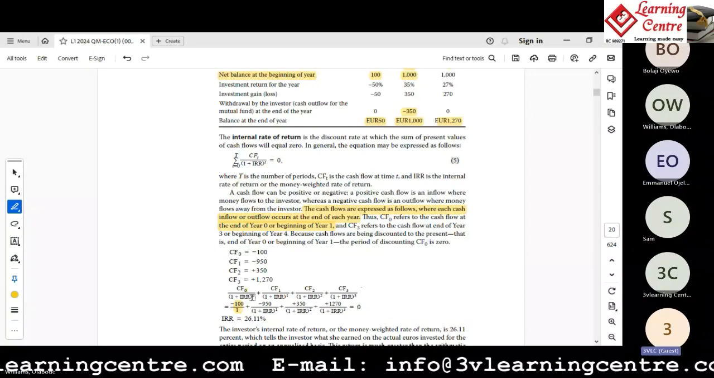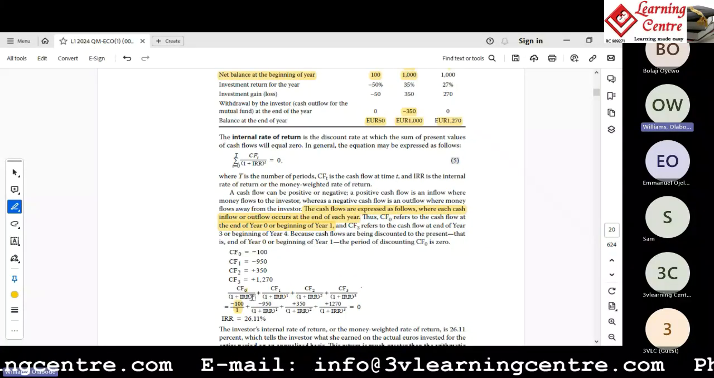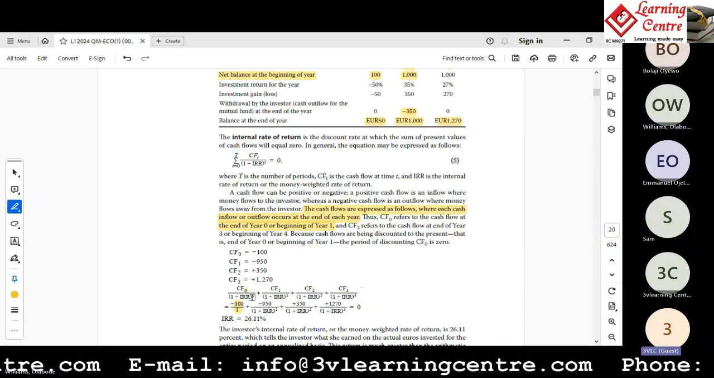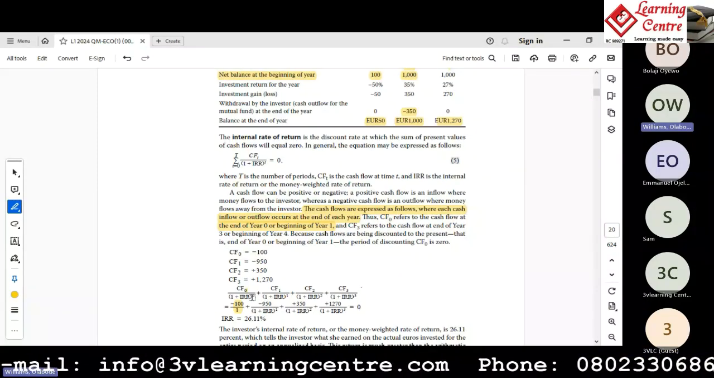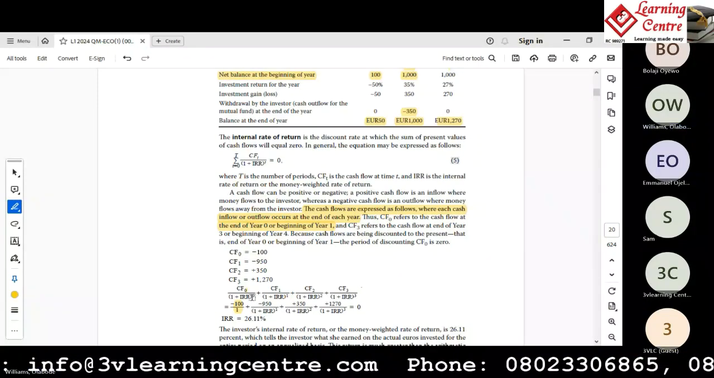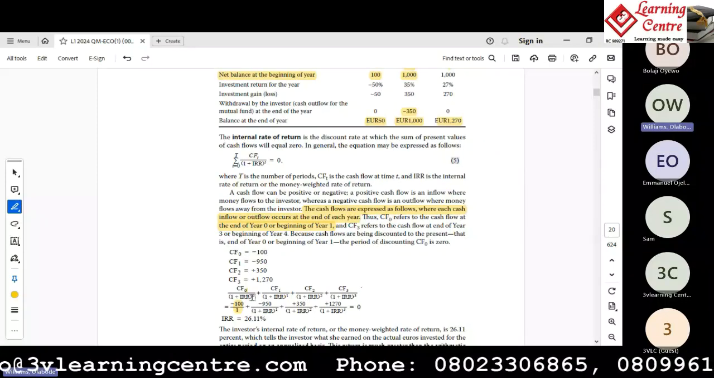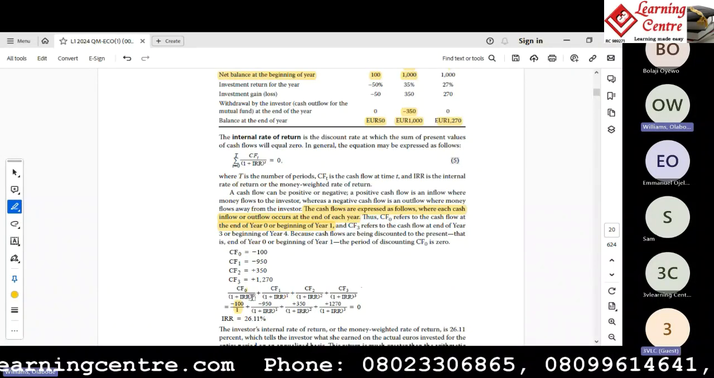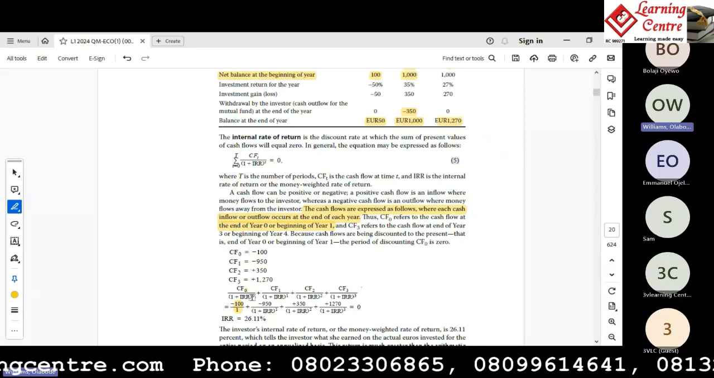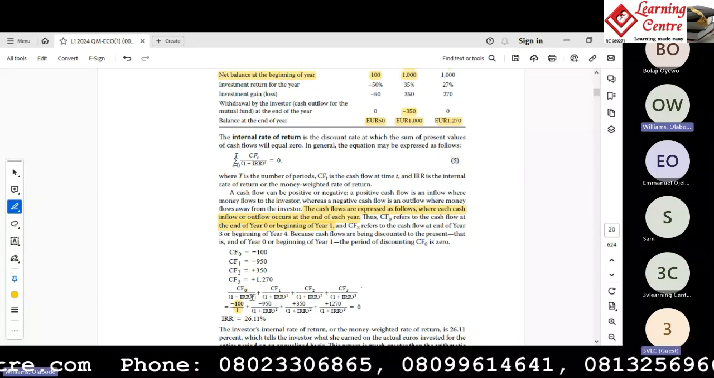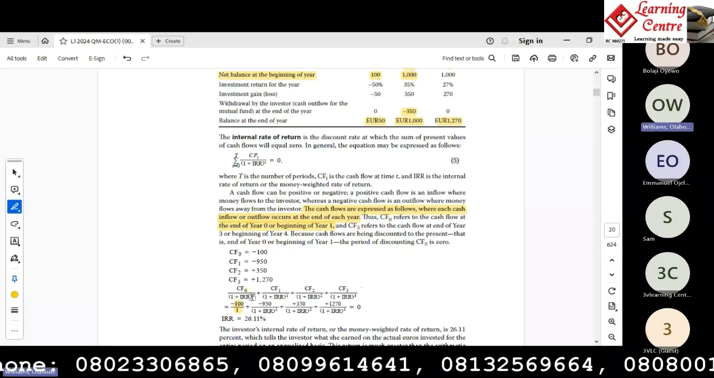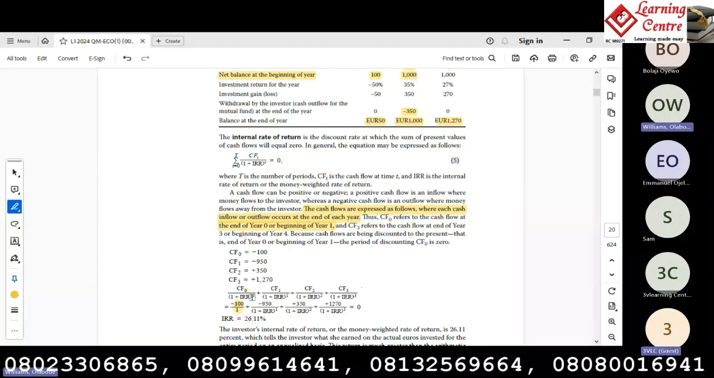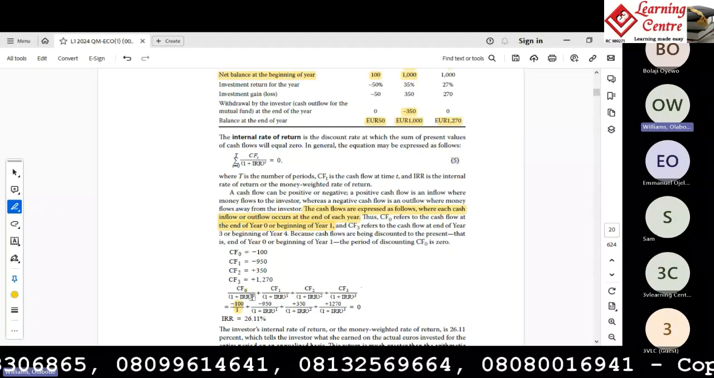Then you go to CF1. CF1 is minus 950 over 1 plus IRR raised to power 1. So let's use 10% as an IRR, for example. What it means is that everywhere you see IRR going forward, you plug in 10%. So it will be 1 plus 0.10, so you have 1.10 at the end of the day, raised to power 1.